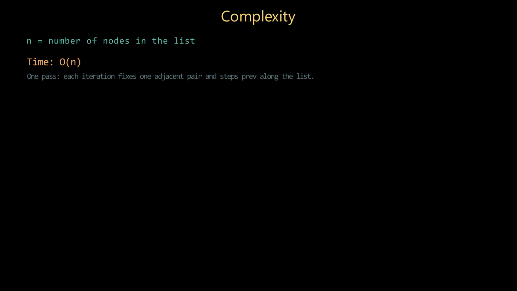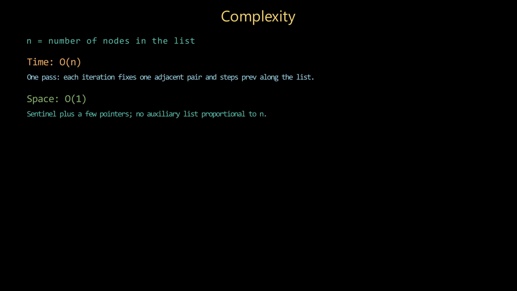If a single node is left without a partner, we never enter the loop body again, that tail stays linked as is. Time is O of n, one pass down the list, each iteration rewires one pair and moves previous forward by 2 nodes worth of work. Space is O of 1, only the sentinel and a few pointers, we relink existing nodes in place.